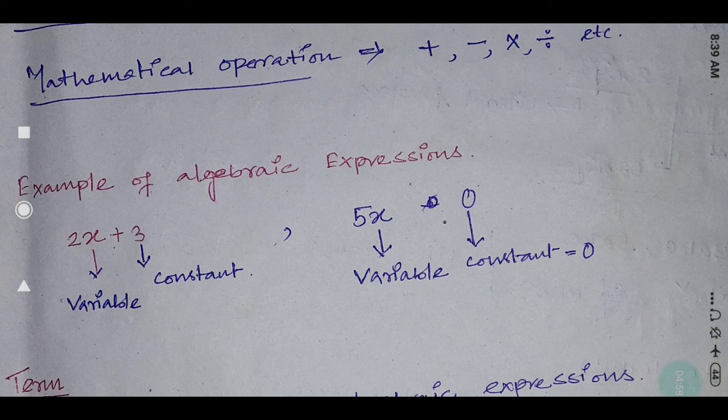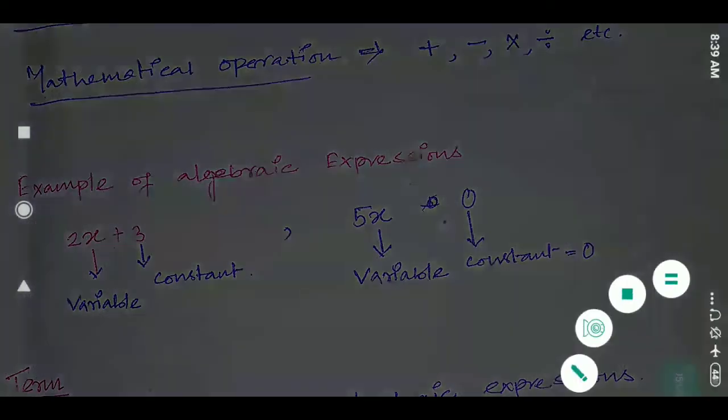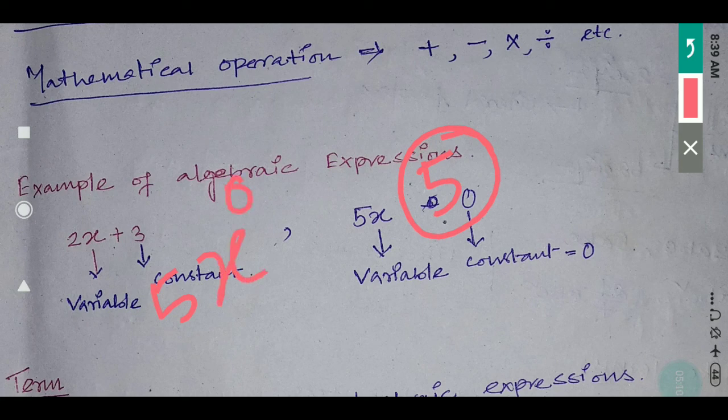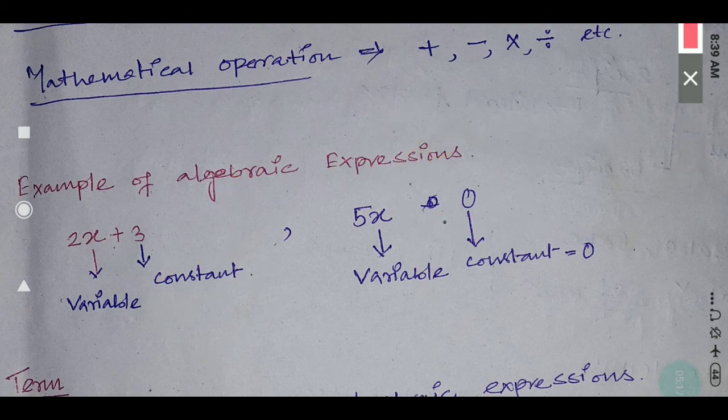So this is also an algebraic expression, 5x. If it is given only as 5, then also I can call it an algebraic expression. Why? Because I can write 5 as 5x to the power 0. x to the power 0 means 1, so 5 into 1 is 5. That means this 5 is also an algebraic expression.